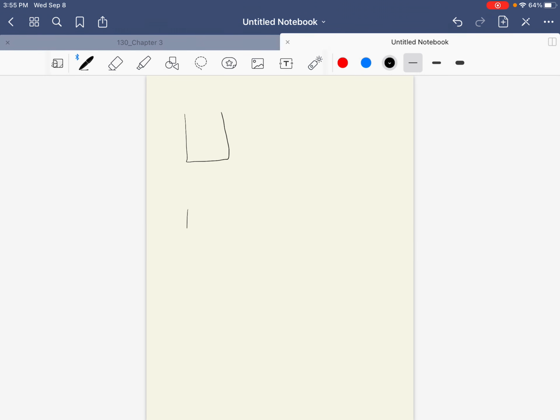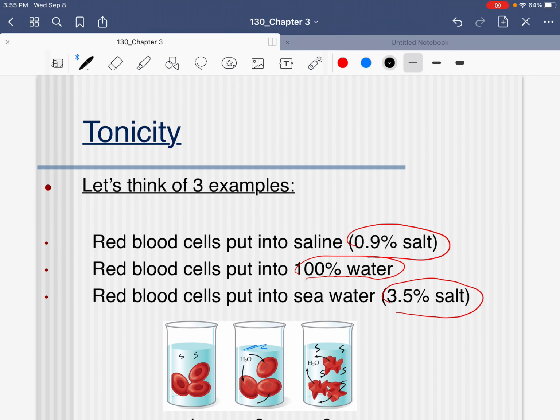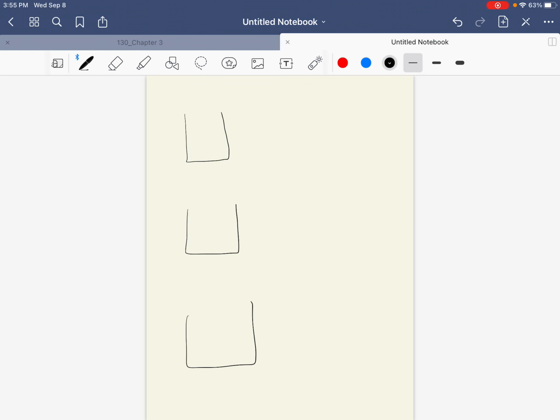All right. So what we're going to do is we're going to draw our beakers. That was A, this is B, and this is C. And I can go back here, which is really cool. So in beaker A, we had the red blood cells put into a saline or 0.9%. So we have mostly water, actually in all of them. We have these red blood cells in all of them. But in the first scenario, it is 0.9% salt.